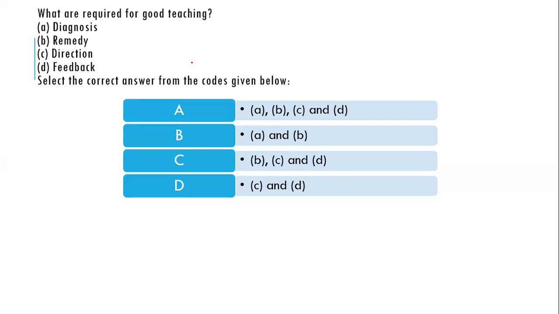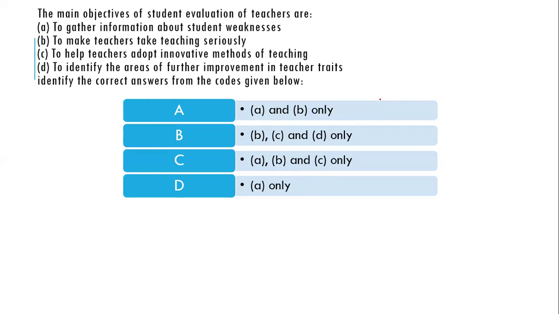What is required for good teaching? Diagnosis, yes. Remedy, yes. Direction, yes. Feedback, yes. All these are required for good teaching. Diagnosis is evaluation based on students' knowledge level. Remedy means alternative approaches to teaching. Direction is teaching, which is important. Feedback is definitely important. So all these are true. Yes, that's the right answer.